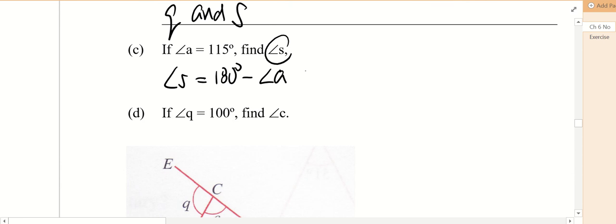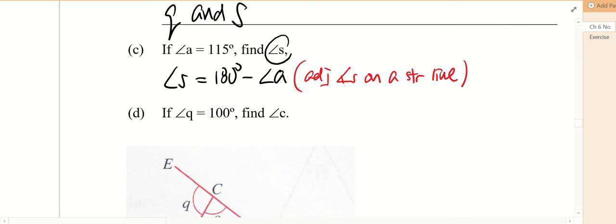And remember, what should we always do? We must always state the reasons. So this one is adjacent angles. You can write supplementary angles, or you can also write adjacent angles on a straight line. Up to you. So from there we know that angle S is 180 minus 115, and that gives us 65 degrees.